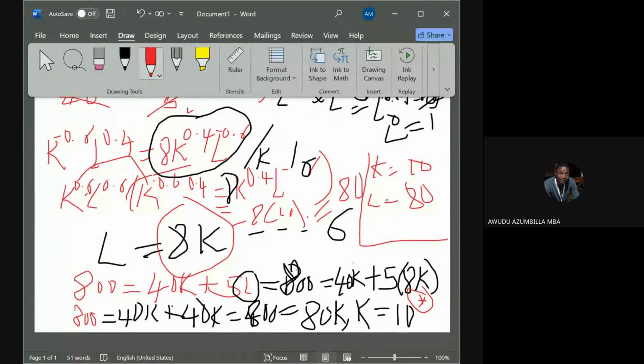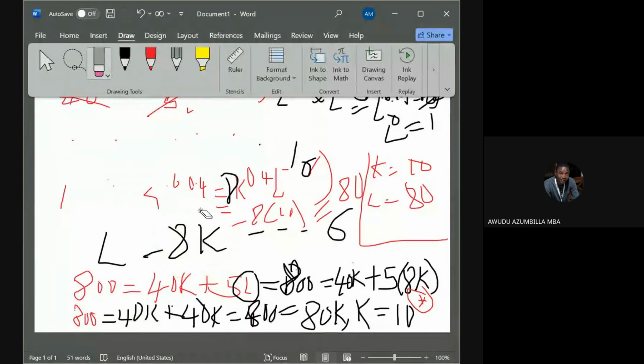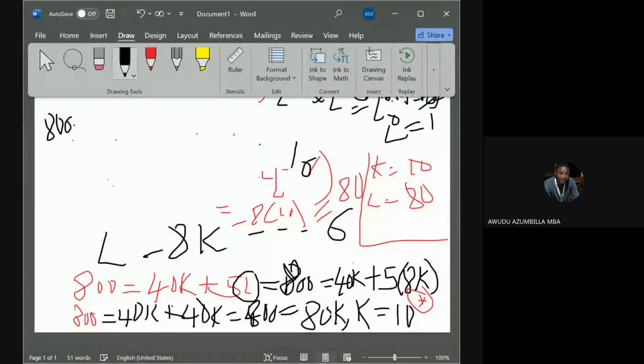Now it is telling you that if you put this 10 and 80 into the budget line or the budget constraint, you are supposed to get 800 Ghana cedis. Remember that we are saying that whatever resources the firm has, the firm should be able to spend everything on buying the inputs. So you can verify that 800 is equal to 40K, sorry, 40K plus our 5L.